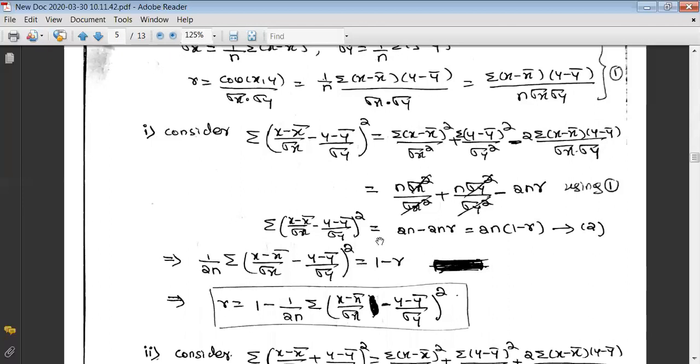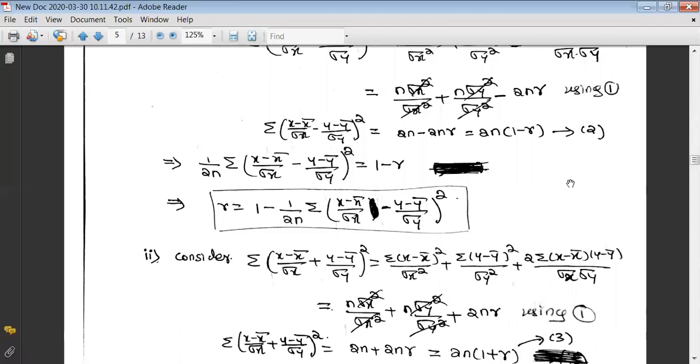summation of (x minus x bar) upon sigma x minus (y minus y bar) upon sigma y whole square equal to, this is n plus n, 2n minus 2n r. If you take that 2n as a common term, you'll get 1 minus r. Let us call this equation number 2. And if you cross multiply this 2n on the other side, we'll get this. And if you solve this expression for r, we can write it as r equal to 1 minus 1 upon 2n into summation of (x minus x bar) upon sigma x minus (y minus y bar) upon sigma y whole square. And this is the first result.